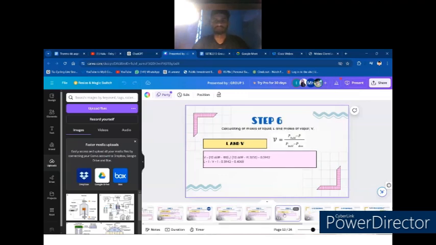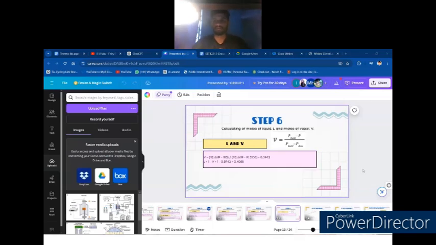Then we move to the last step, step 6, which is the calculation of V and L. For V, we use the formula, and the value for V is equal to 0.5942. To find L, we subtract V from 1, which gives 0.4058. Okay, that's all for me.